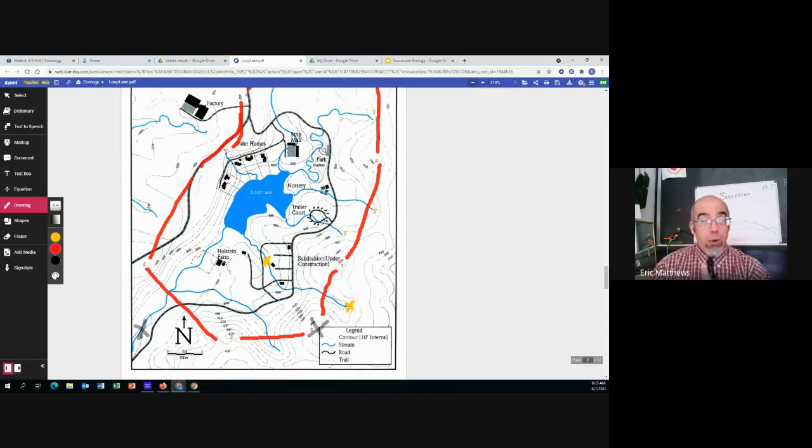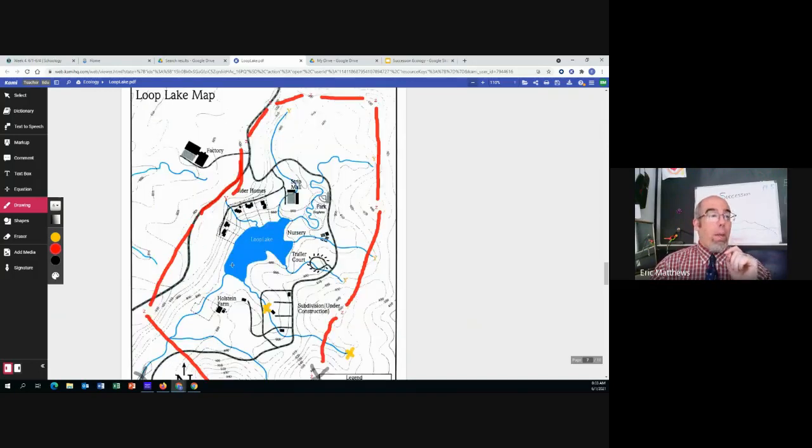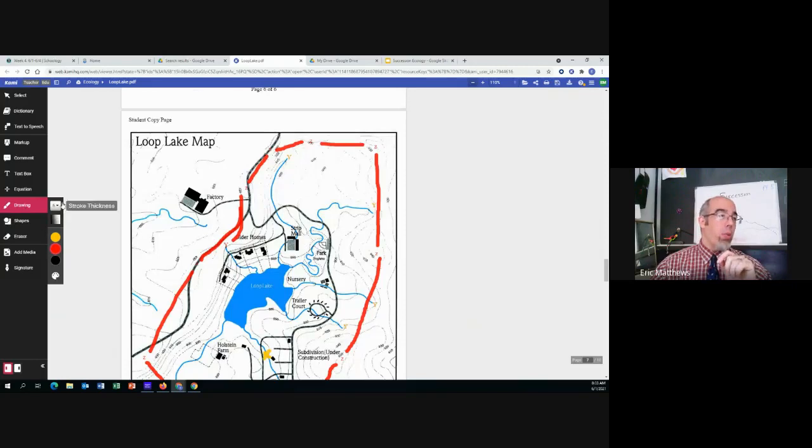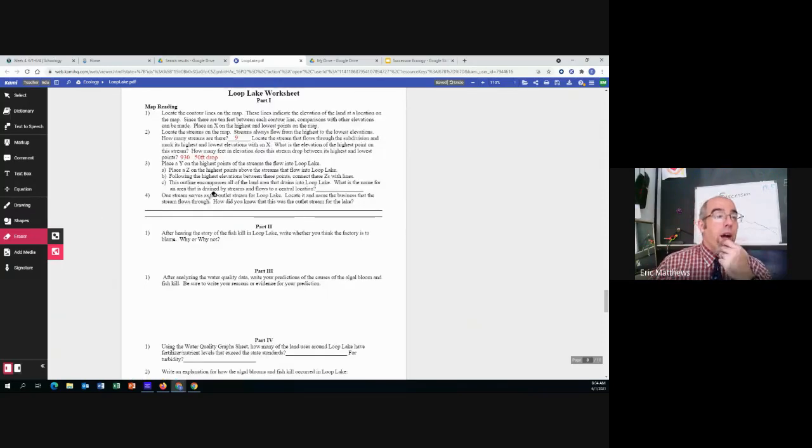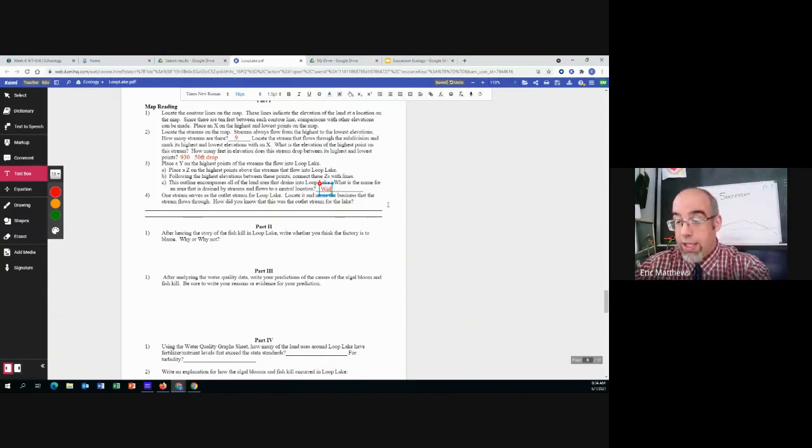If I dump a bucket outside this watershed, it will not go into the lake. So if I take a big old blob of super hazardous waste, something really, really dangerous, and I put it here, that will go into the lake. But if I do it over here, it won't. They're in different watersheds. They will flow to different places. All right. So this outline encompasses all of the land that drains into Loop Lake. What is the name for an area that drains to one location? That is the watershed that I was just talking about.